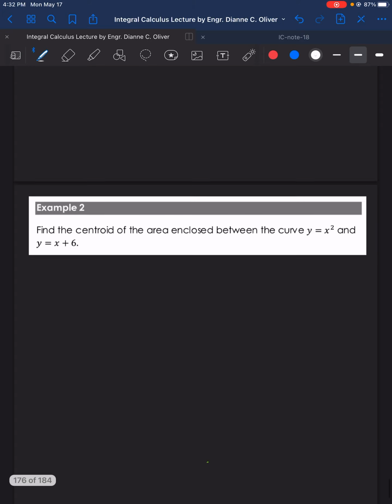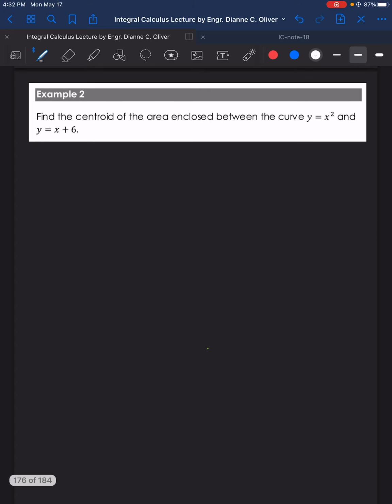Okay, so let's go to the second example and last example. Find the centroid of the area enclosed between the curve y is equal to x squared and y is equal to x plus 6. And this y is equal to x plus 6 here is actually a line. So what we do here is, first we need to find the points of intersection. For the points of intersection, we have y is equal to x plus 6. Substitute the value of y here, which is x squared.